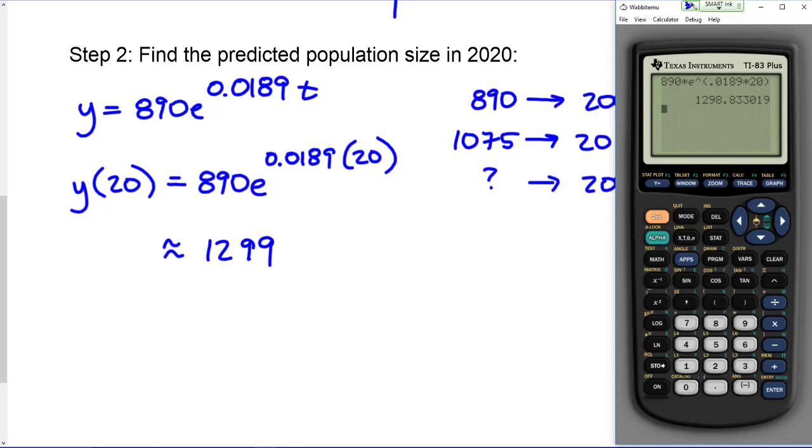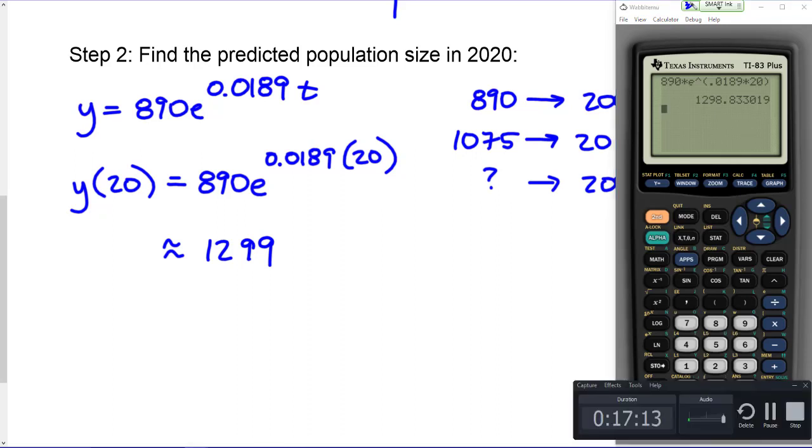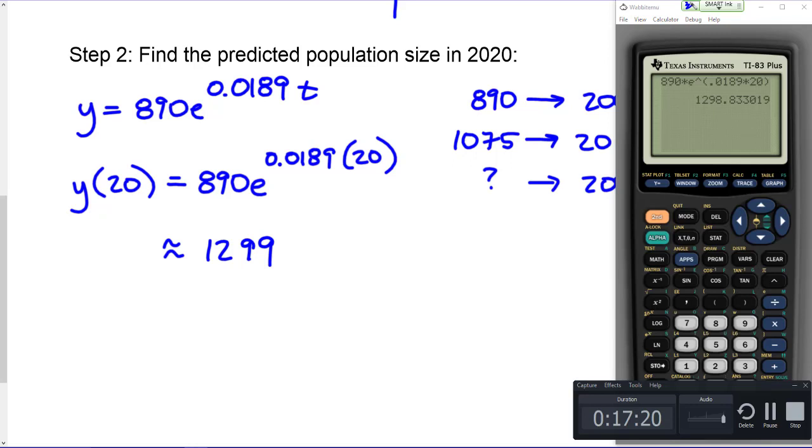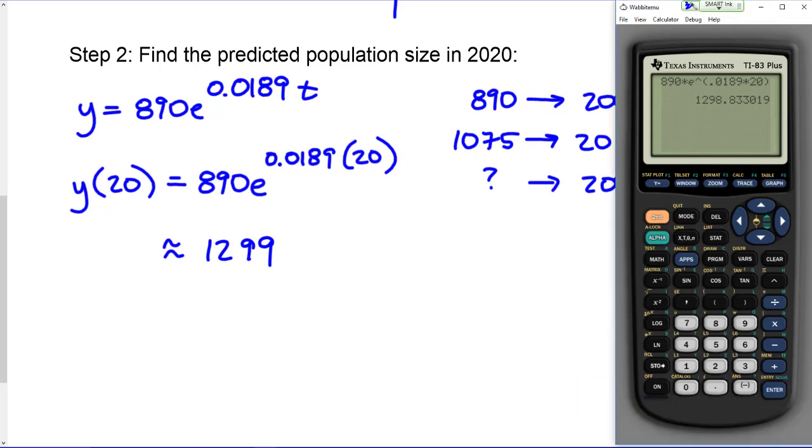So 1,299, which makes sense because, you know, in 10 years we saw an increase of approximately 200 people, and so in the following 10 years it's about the same. A little bit more because it's an exponential increase, but about the same. Okay, let's move on to another example.